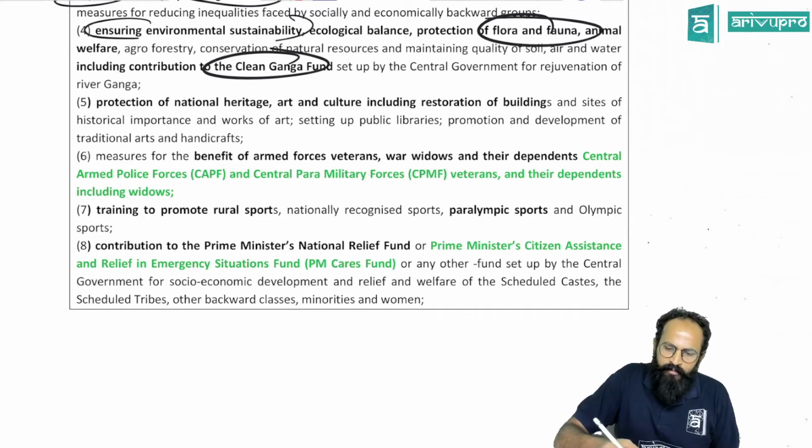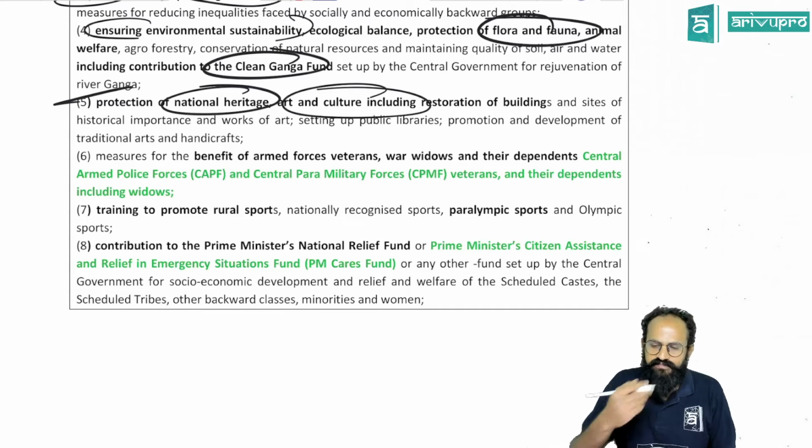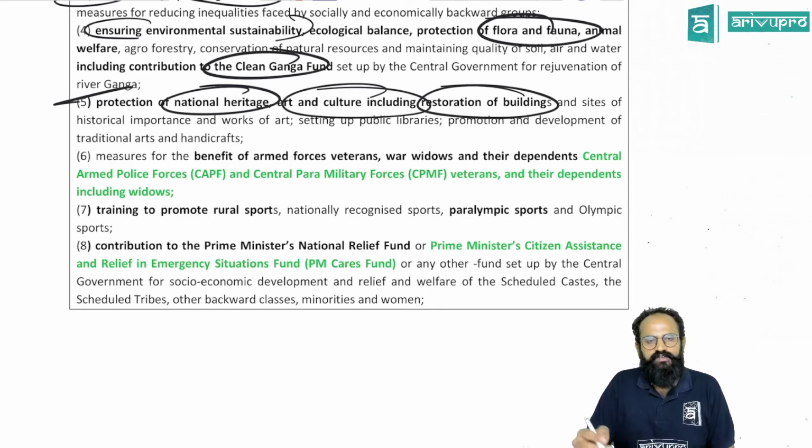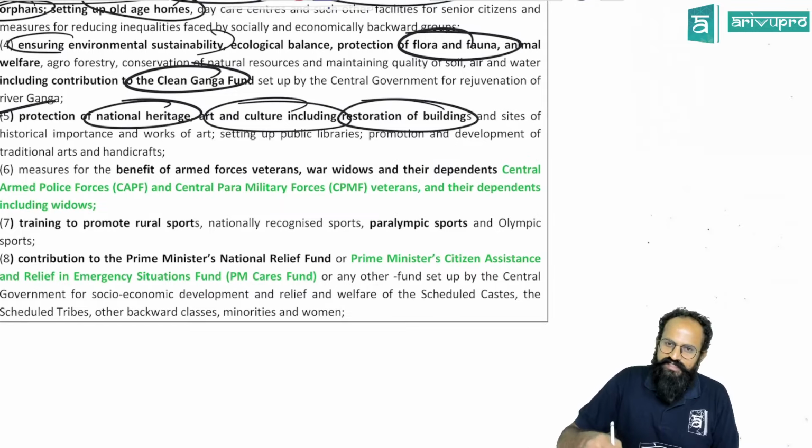Yes, protection of national heritage, art, culture, Jallikattu, restoration of buildings. You have this one also, no? What is that? Kambla. Even in Karnataka also, you do it. So in Andhra also, there is something called Uttaman, something like that.